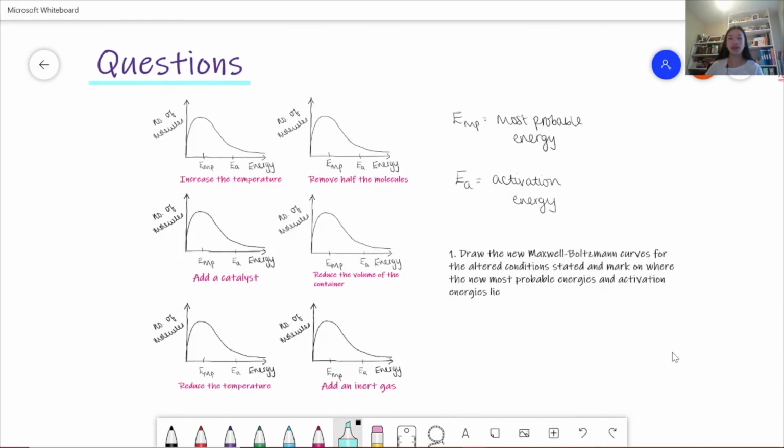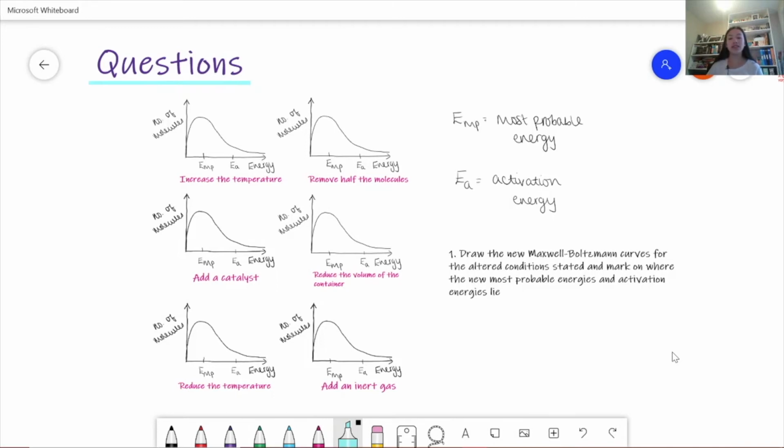So now we're going to look at a question, and it tells us to draw the new Maxwell-Boltzmann curves for the altered conditions stated and mark on where the new most probable energies and activation energies lie. So if we start with the first graph, it tells us to increase the temperature. And so we know that if we increase the temperature, then the particles, the molecules, are supplied with more energy. So there are more collisions per unit time, and also the particles, more of them, have the activation energy required for a successful collision.